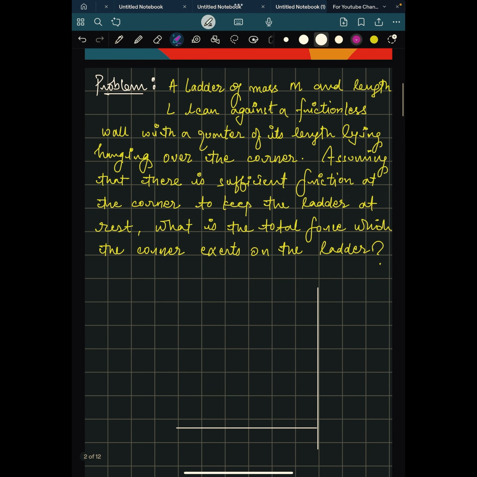So the question says that a ladder of mass m and length l leans against a frictionless wall with a quarter of its length hanging over the corner. Assuming that there is sufficient friction at the corner to keep the ladder at rest, what is the total force the corner exerts on the ladder?